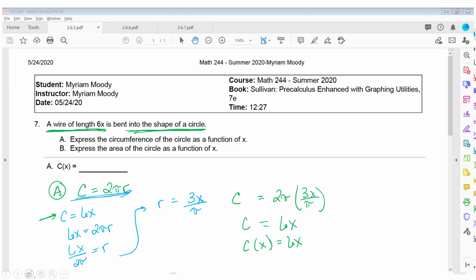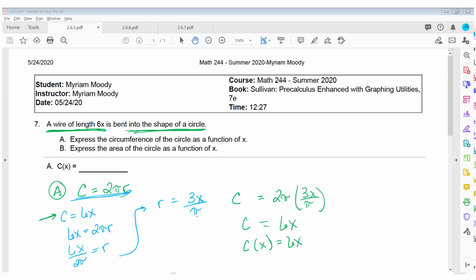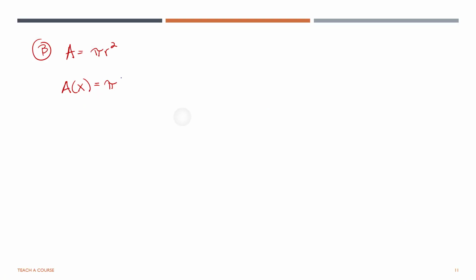Okay, so let's look at part B. Part B wants the area of the circle. So how do you find the area of the circle? Good. Pi r squared. But they said write it as a function of x. Well, we found r already in the last part, didn't we? We said the radius was 3x over pi. So if we plug that in, looks like it wasn't for nothing. Looks like we actually needed that radius.